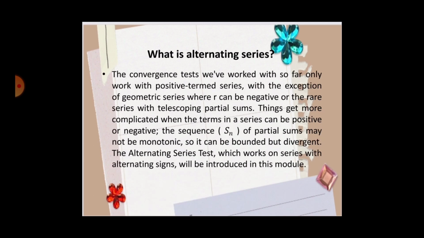The convergence tests we've worked with so far only work with positive term series, with the exception of geometric series where r can be negative, or the rare series with telescoping partial sums. Things get more complicated when the terms in a series can be positive or negative. The sequence S sub n of partial sums may not be monotonic, so it can be bounded but divergent. The alternating signs will be introduced in this topic.